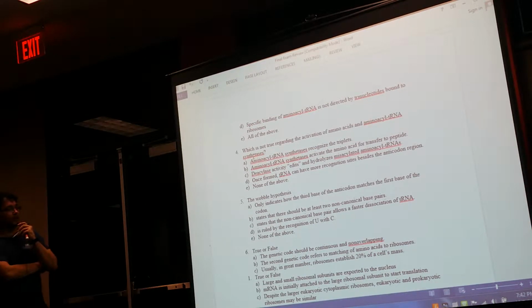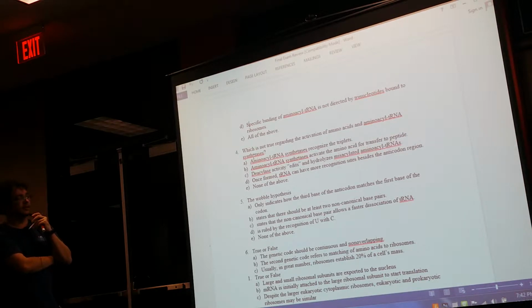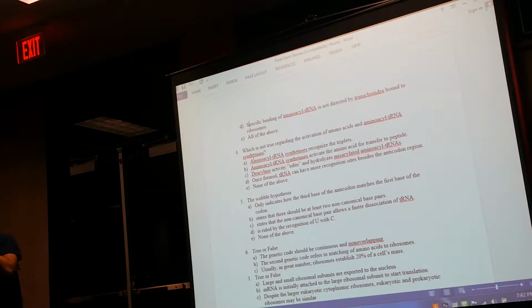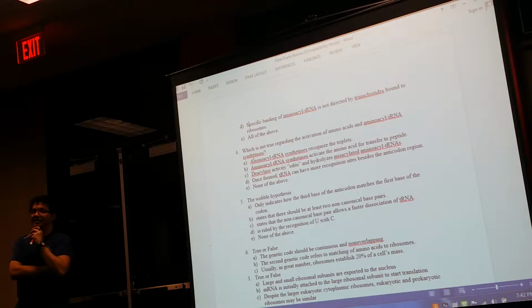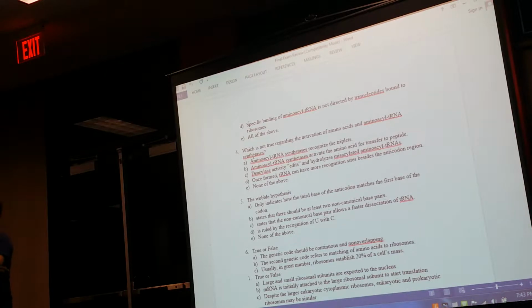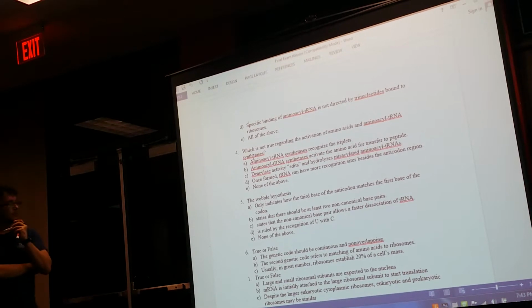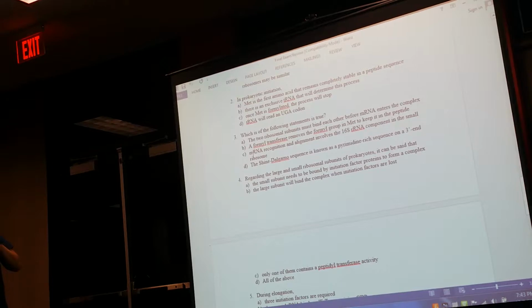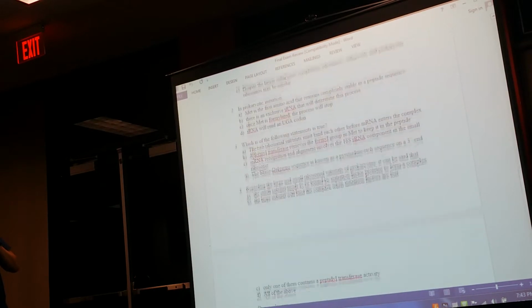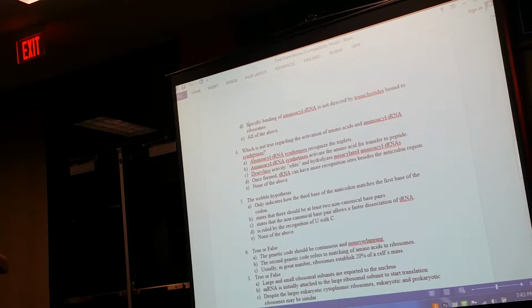C, usually in great numbers, ribosomes establish 20% of the cell's mass. I think that was an italicized note in your PowerPoint. So you do need to know that ribosomes can make up 20% of the cell's mass.